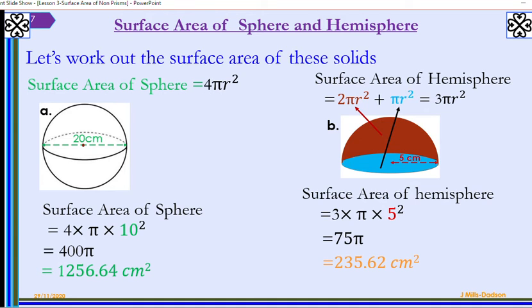So note the difference. 4 pi r squared, a full sphere. 3 pi r squared is a hemisphere, when we need the base, which has a circular face like this.